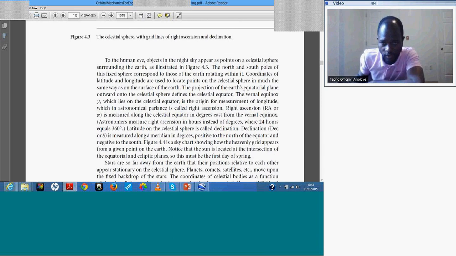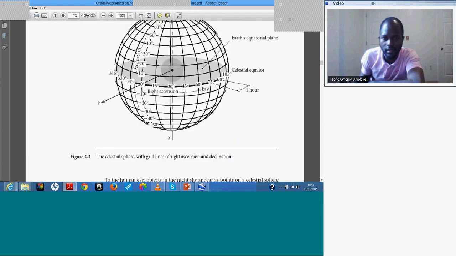Let's continue reading. So the vernal equinox is on the celestial equator, and this measurement is called right ascension. So now we understand what right ascension means. Right ascension can be abbreviated as RA. It's measured in degrees east from the vernal equinox. So degrees east of the vernal equinox.